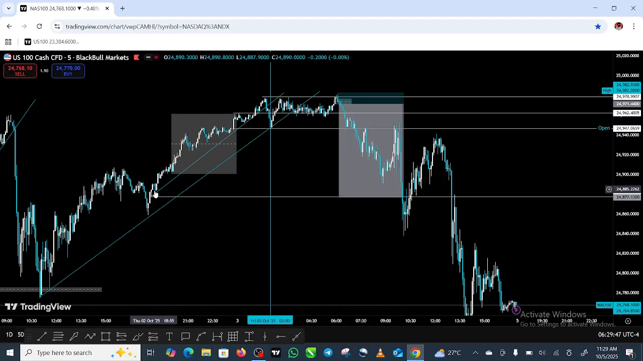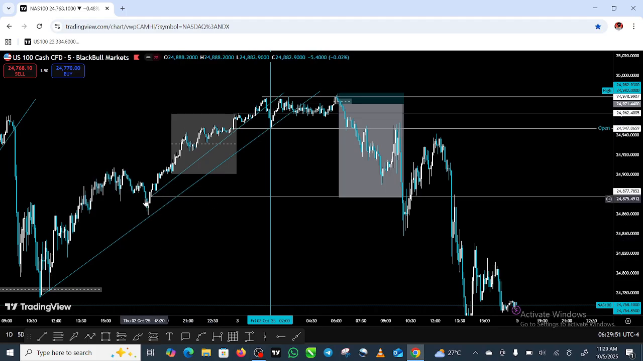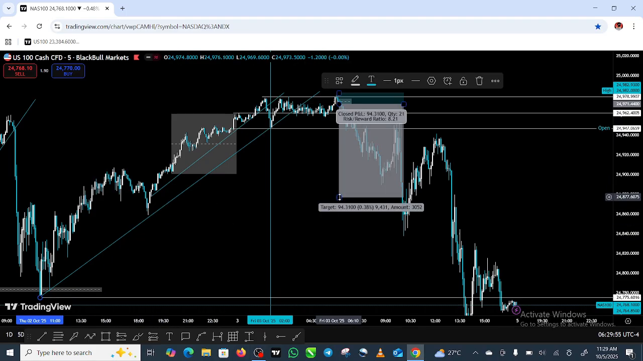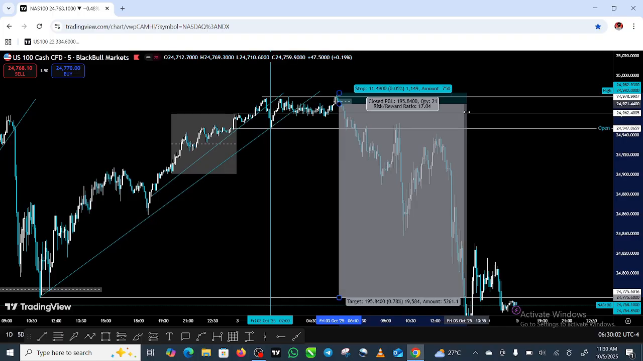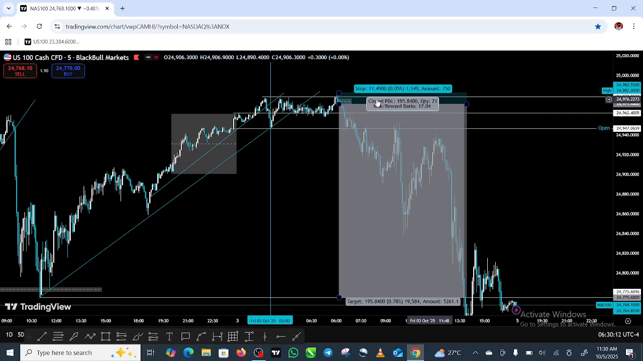So immediately I took out some partials here. I also extended my take profit to this low. As you can see, this was the full trade, and that is 1 to 17 risk to reward. If you just reach 0.5% of your account in this trade, you've passed it.